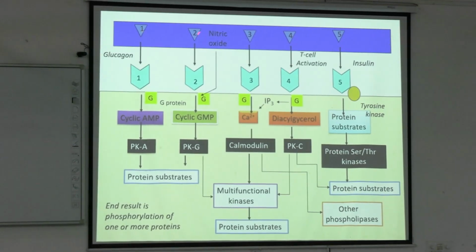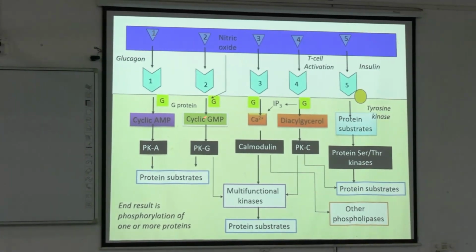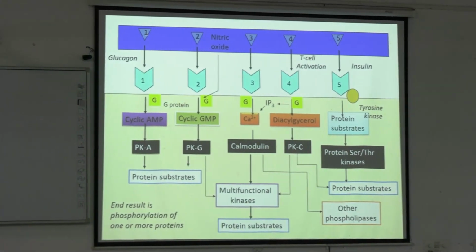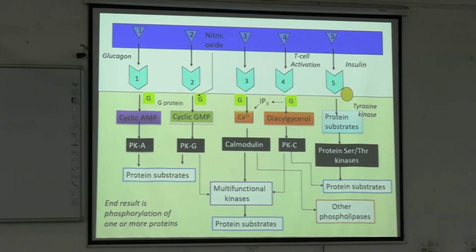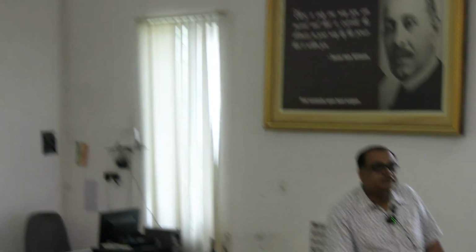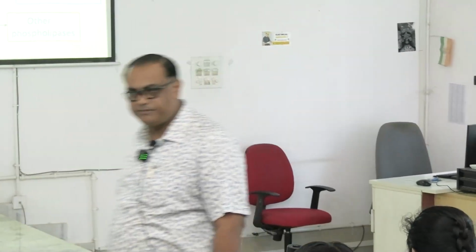Come to the second one. This is nitric oxide. It acts through cyclic GMP. What is nitric oxide? Vasodilator. Is it solid, liquid or gas? Solid, liquid or gas? Say it loudly. Gas. Have you ever smelled nitric oxide? So nitric oxide being a gas, does it require a cell surface receptor?